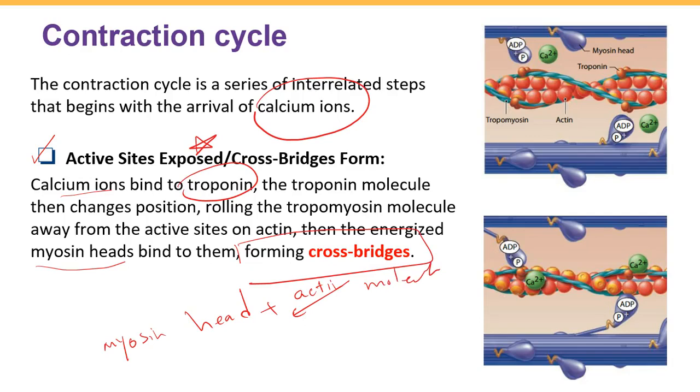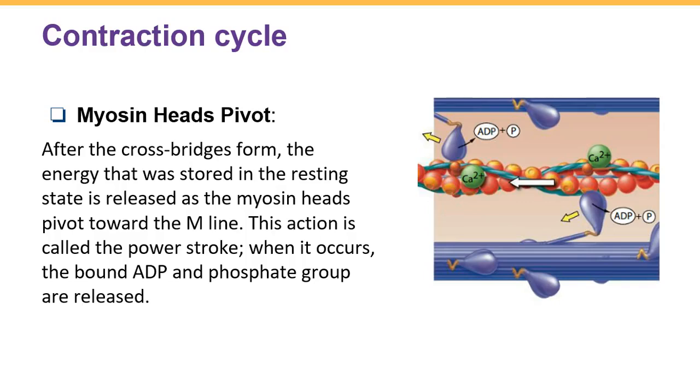And what does it mean, the active site exposed? The active site on the actin molecule is exposed because troponin binds to the calcium ion and changes its shape and position. It pulls away the tropomyosin molecule. If you look at this picture, you will see how the myosin heads are here. Then when we have calcium, the calcium binds to the troponin, and right now these active sites are naked, and then the myosin head binds to the actin molecule. Okay, what's going to happen next?